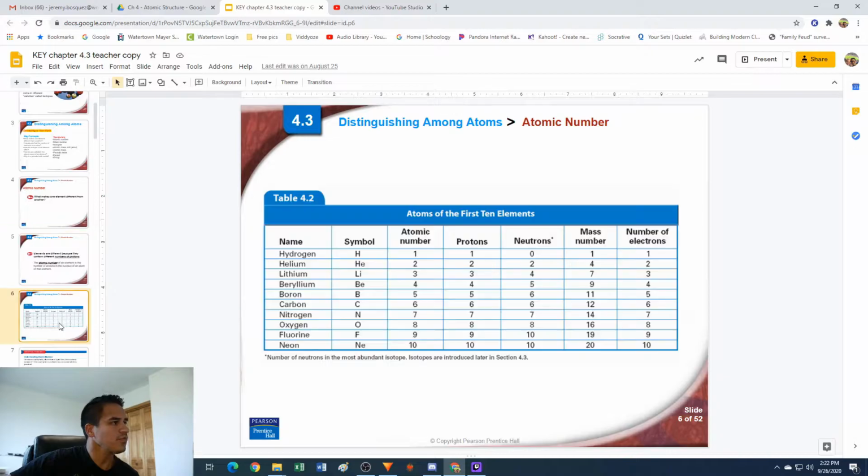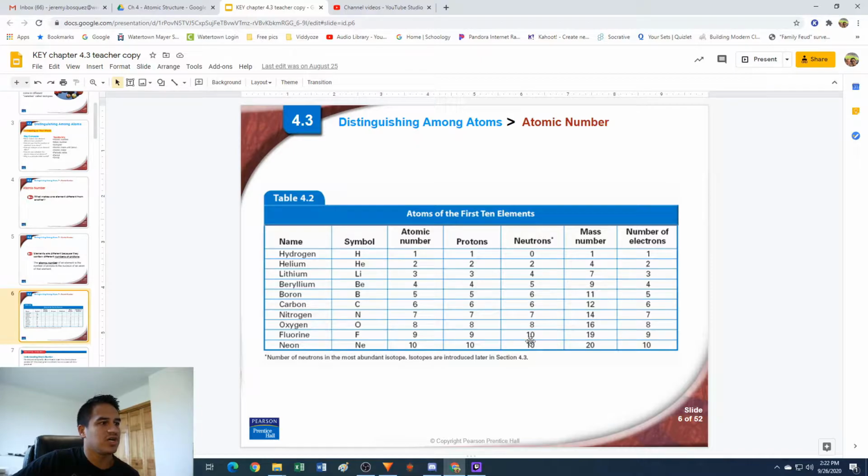If we look at this chart here, the periodic table is primarily organized by increasing atomic number. So hydrogen is element number 1. It has 1 proton in its nucleus. Helium has 2 protons in its nucleus. Lithium has 3 protons. Beryllium has 4 protons. So every time you add a proton to the nucleus of an atom, you are changing what element it is.